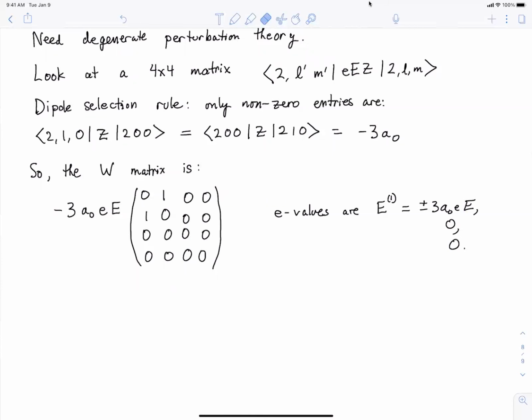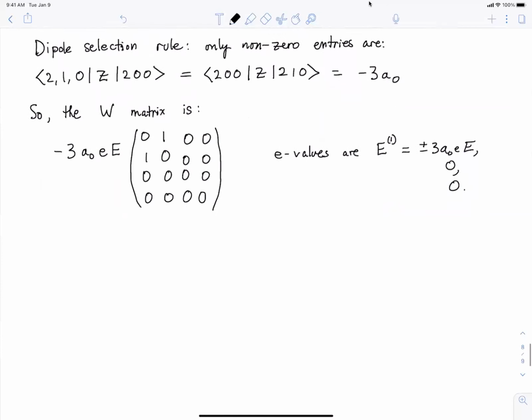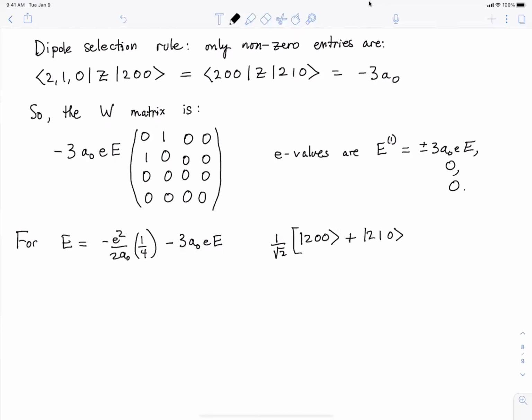And we now know the first order energy states, and you can also get the energy eigenvectors from this. And so to summarize it, for energy equals, I'm going to write down minus e squared, that's a Rydberg, times 1/4 because it's n equals 2, minus 3 a0 little e times big E. So we've subtracted off something, and therefore this will be the lowest energy state among the n equals 2 states after we add an electric field. And it's 1 over the square root of 2, times |2,0,0> plus |2,1,0>. It's a linear combination of those two l states.